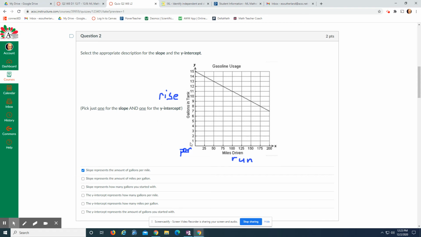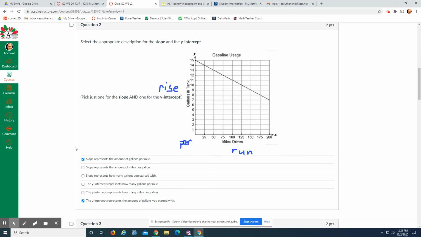Now I want to find the y-intercept. Again, it's always going to be what you start with. So it says the y-intercept represents gallons per mile. Y-intercept represents how many miles per gallon. Y-intercept represents the amount of gallons you started with. It's got to be that one.